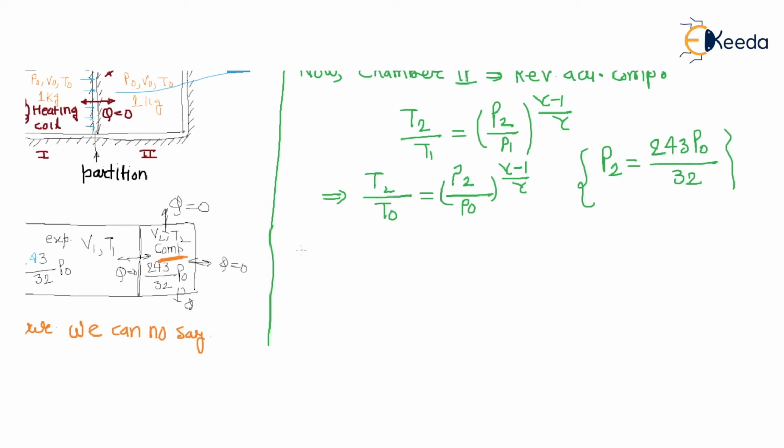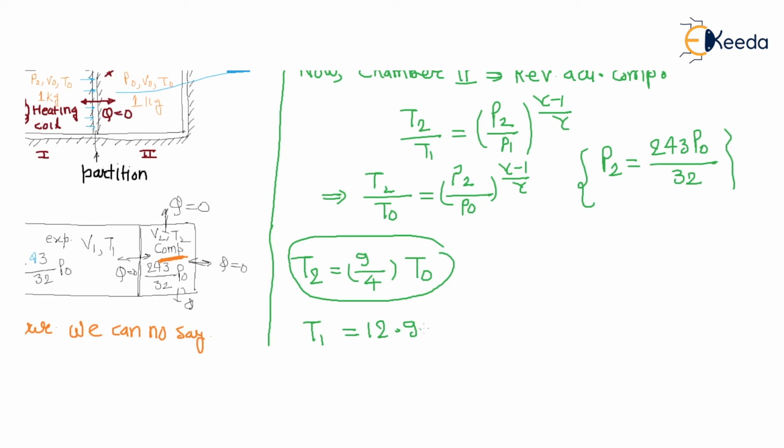So from here we can easily find T2. T2 is 9 by 4 T naught. So you have T2 and you have one relation: T1 plus T2 is 243 by 16 T naught. So from here we can easily find T1. T1 is 12.94 T naught. So this is your temperature.